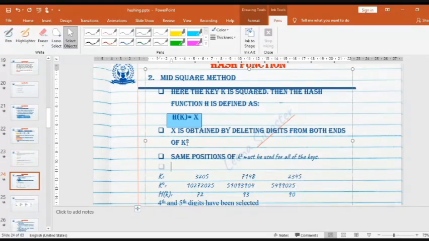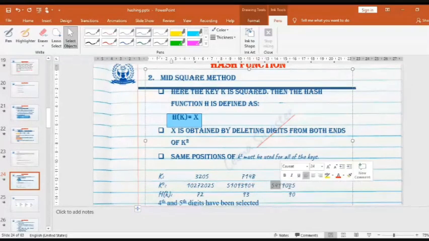Then after taking the square, we have to delete digits from both sides. That means here we are deleting 3 digits, 105, and at the same time 025 are deleted. From both sides, we are deleting numbers. And from the second number, again 3 digits from the left and 3 digits from the right are deleted. Here also we have to delete 3 numbers.